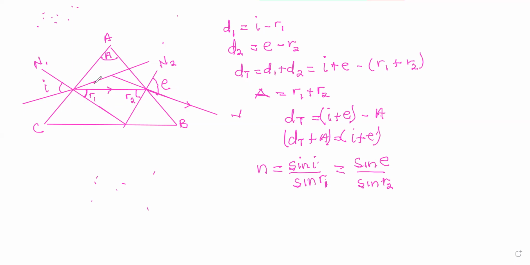rays, so this becomes the first angle of deviation, D1. This also becomes the second angle of deviation, D2. This angle between the incident ray and the emergent ray is equal to the total deviation within the prism, D total. Okay. If D1 is equal to I minus R1, D2 is also E, the angle of emergence, minus R2.